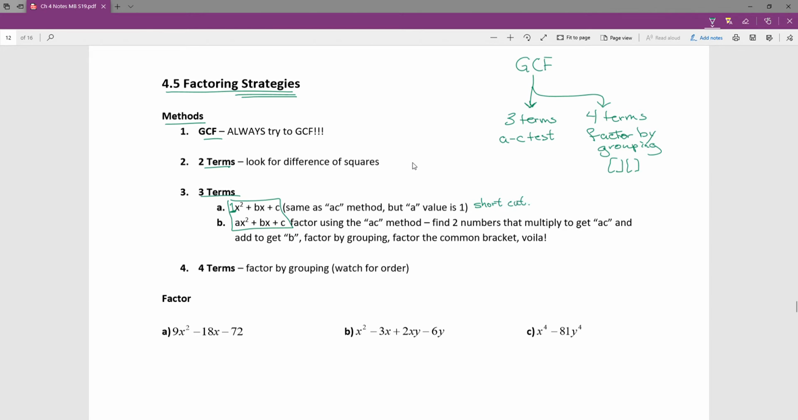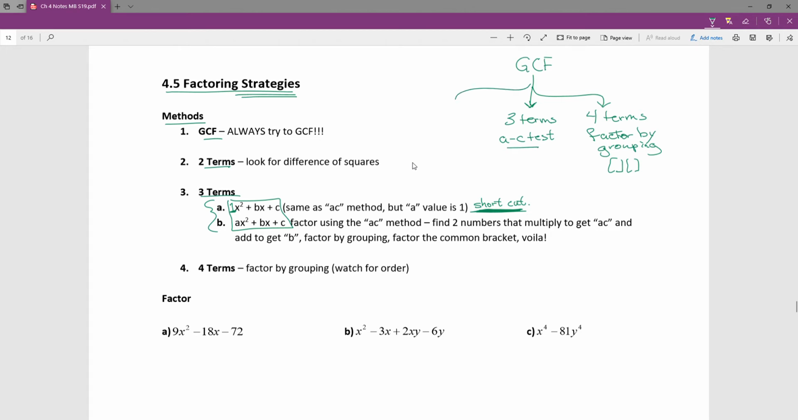But most of us are pretty hesitant to use the shortcut, hopefully because you took my advice that sometimes you can't use the shortcut. And so the long cut, the AC test, works in both of these kinds of trinomials. And so that's what we had as our strategy for 3 terms, the AC test.